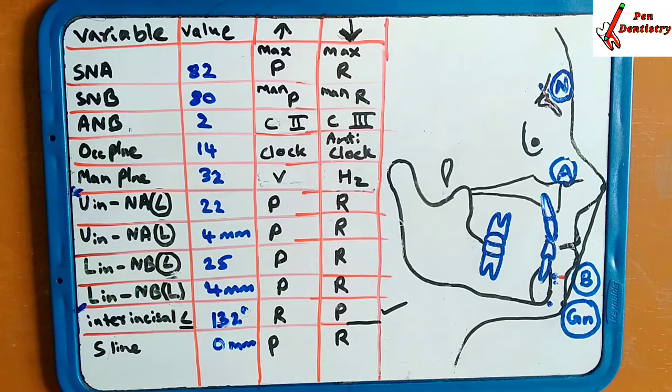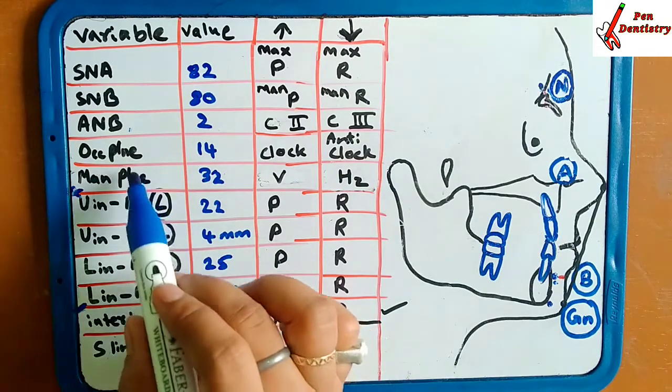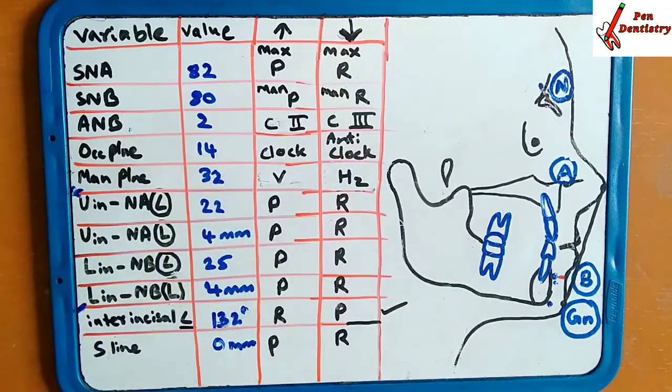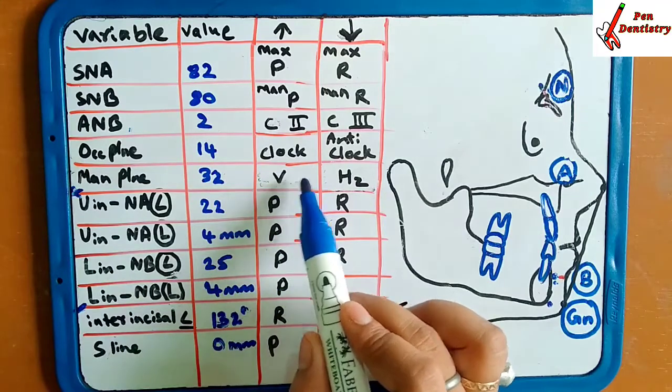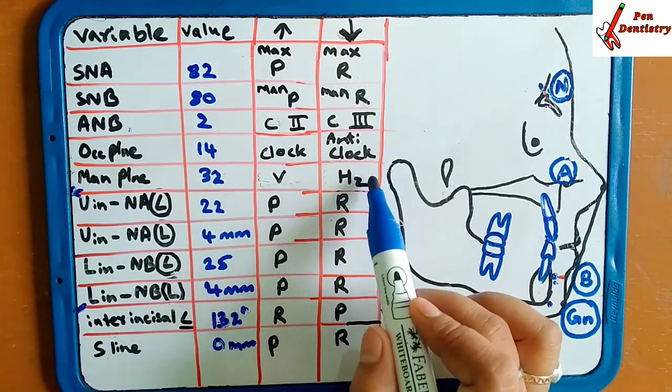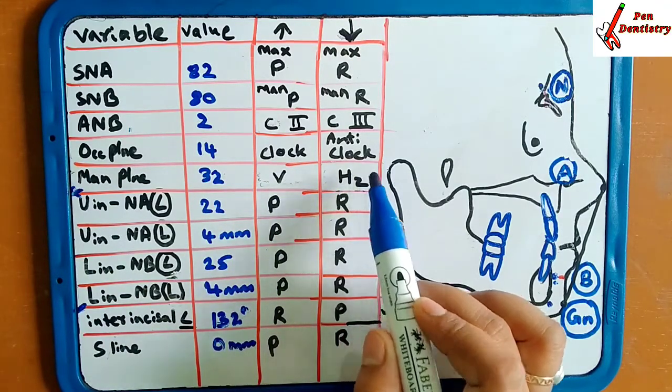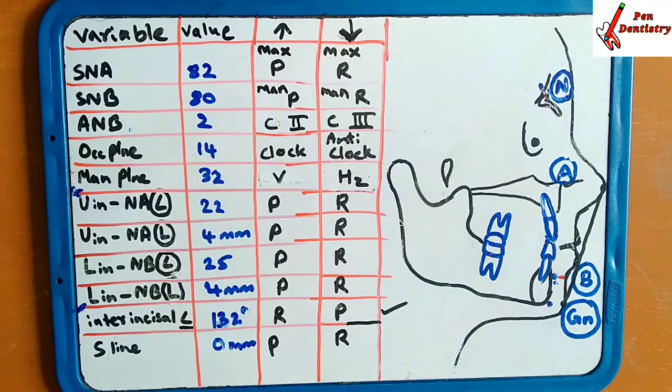Occlusal plane and mandibular plane: 14 and 32. For the occlusal plane, when the angle is increased, clockwise rotation takes place, and when the angle is decreased, anticlockwise. And in the mandibular plane, when the angle is increased, vertical growth is seen, and when the angle is decreased, horizontal growth pattern is seen.